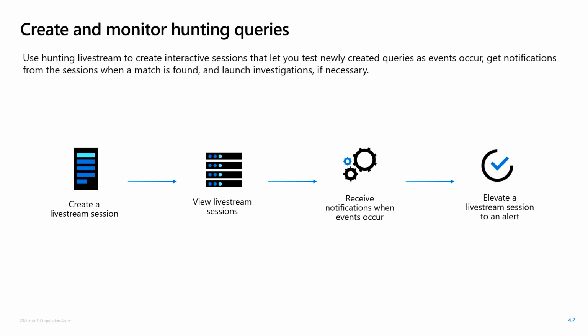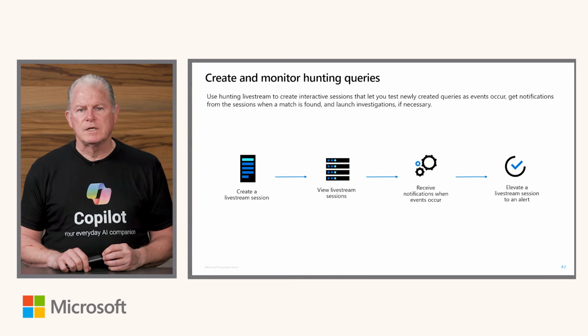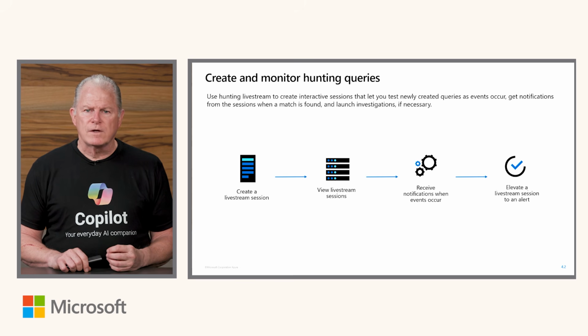Hunting using a live stream in Microsoft Sentinel allows you to create interactive sessions that continuously run queries against live data as events occur. This approach helps you detect threats in real time and respond promptly. Live stream sessions are particularly useful for testing newly created queries, reviewing notifications when matches are found, and launching investigations if necessary.